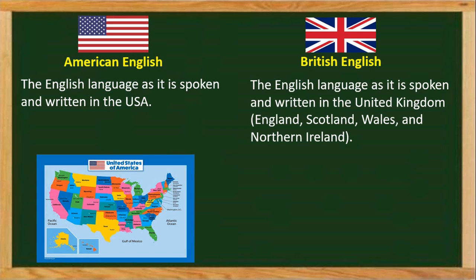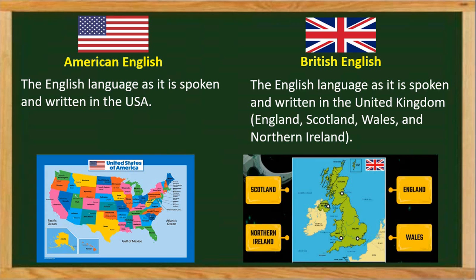British English is the English as it is spoken and written in the United Kingdom. And this is the map of United Kingdom. The United Kingdom is composed of England, Scotland, Wales, and Northern Ireland.